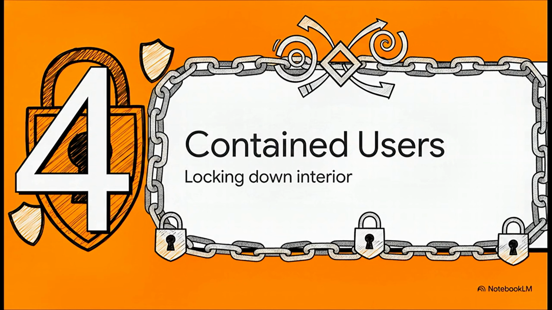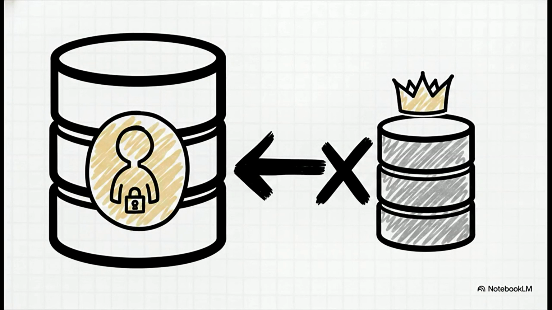Let's keep the momentum going with Section 4, creating contained database users. The perimeter is completely secure. Now it is time to lock down the interior. In a new query against the AdventureWorks database, you'll run this simple T-SQL command, CREATE USER contained_demo WITH PASSWORD.